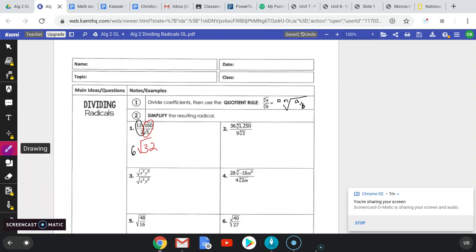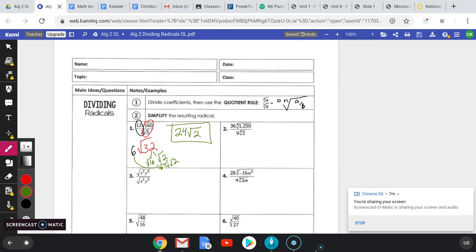Now the last step here is just to see, can it be simplified anymore? Can the square root of 32 be simplified? Is there a perfect square that goes evenly into it? You betcha. It's 16. And what's the other one? 2. And then when I simplify that, I get 4 square root 2. But remember, the 6 has to multiply in front of that 4. So my final answer would be 24 square root 2.